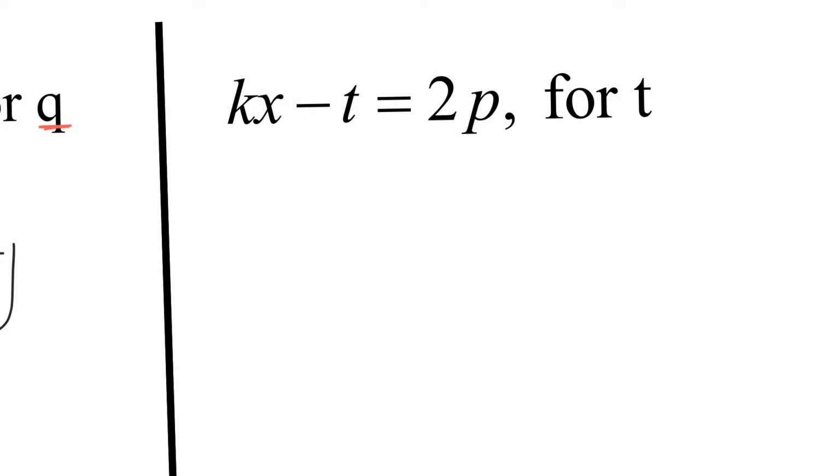Now here we have kx minus t equals 2p. The one that I want to solve for is t, so I'm going to put a box around the t right here. Everything else must go to the other side.